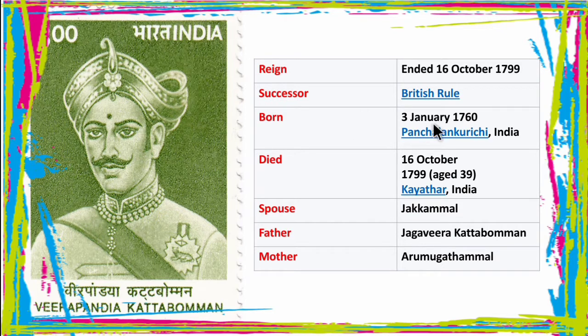He was born on 3rd January 1760 in Panjalakurchi, India. He died on 16th October 1799 at the age of 39 in Kayathar, India. His spouse, that is his wife, is Jakkammal. His father's name is Jagavira Kattabomman and his mother's name is Arumugathammal.